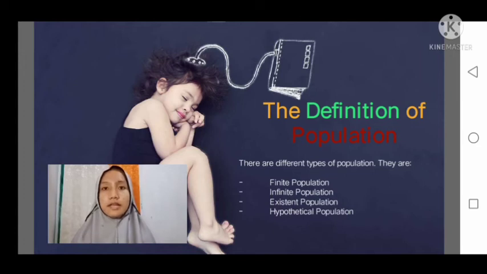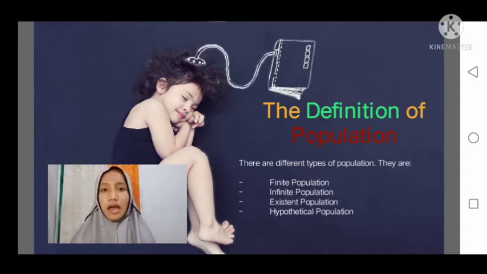Okay, for the first is definition of population. It includes all the elements from the data set, and measurable characteristics of the population such as mean and standard deviation are known as a parameter. For example, all people living in India indicates the population of India. And there are different types of population, and let us discuss one by one the types.